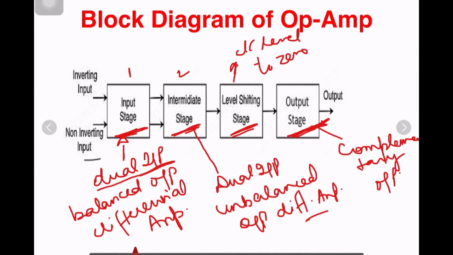The main circuit you are seeing is the differential amplifier which is being used in the operational amplifier. The third and fourth stages are for bringing the DC level to 0 and also providing the complementary output stage for increasing the magnitude of voltage and raising the current supplying capability of the operational amplifier. Clear?